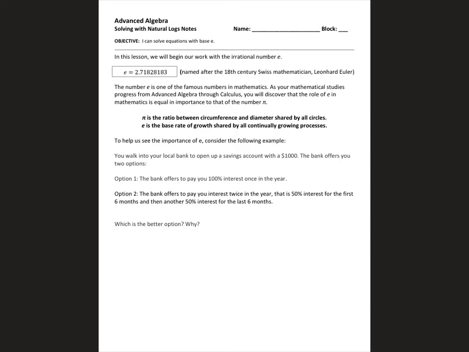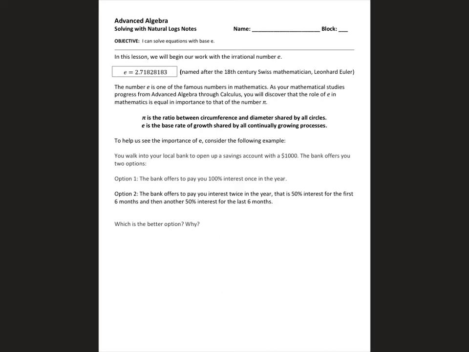Now, e is equivalent to approximately 2.718288183, and that decimal continues on forever. Remember that an irrational number is a number that cannot be written as a fraction or a ratio. This number was named after the 18th century Swiss mathematician Leonhard Euler.